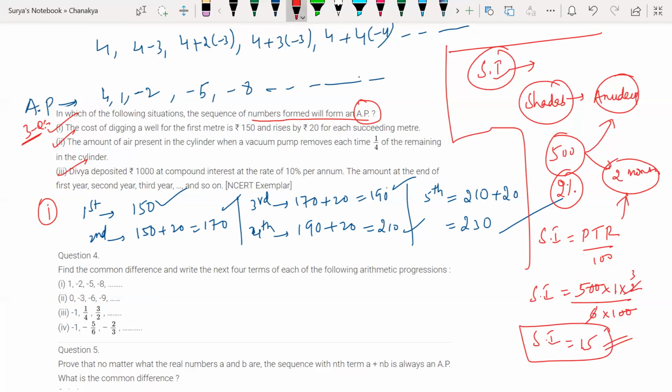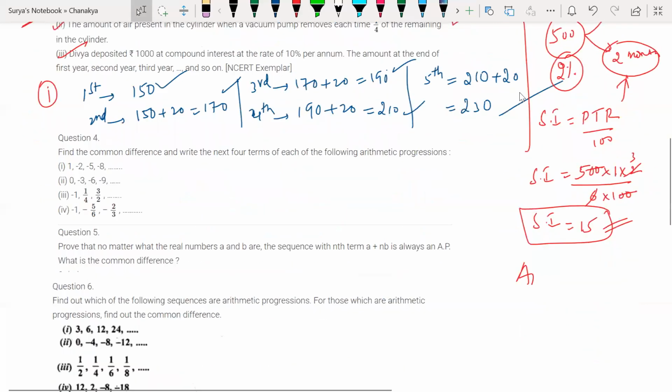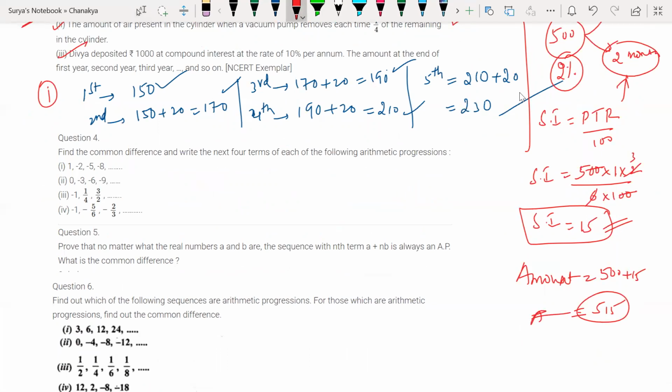So 500 rupees plus 15. So what is the total amount Shadab has to pay? 500 rupees plus 15, that is 515. 515 is your amount. This is the simple interest concept. All right. This is the simple interest concept.